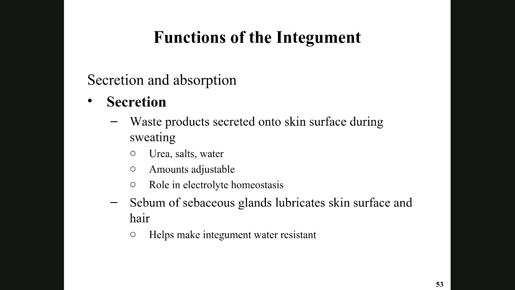The substances secreted in sweat include water, salt, and urea. And urea is a nitrogenous waste product of amino acid or protein breakdown. The amount of water, salt, and urea secreted can be adjusted by the skin, and the skin is very important for regulation of electrolytes in our body. So it's important for electrolyte homeostasis. The sebum, which is secreted by the sebaceous gland, can lubricate the epidermis and also our hair and help make the integument water resistant.